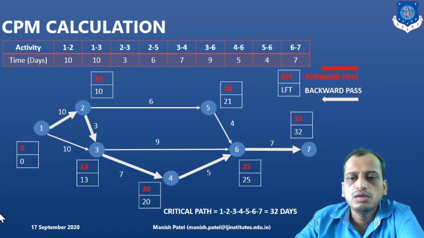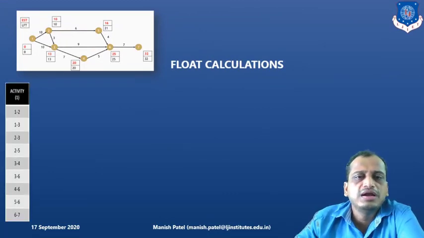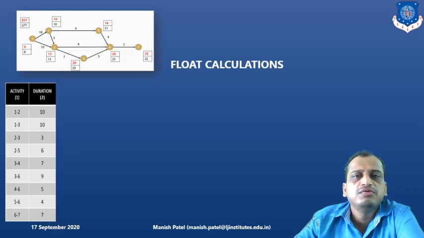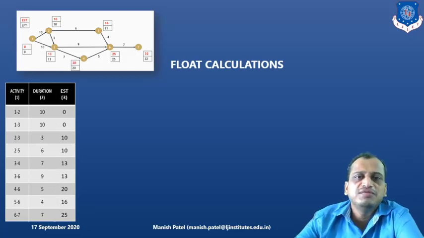Here, what is the next step? We will try to find out the float. First of all, we will write down the different activities, which are already given in the data. Next we will also write the duration, which is given data. Next, we already found out the EST of each and every event. If you see the tail event 1, the EST is 0. For 2, it is 10, so we will write down 10 here. For 3, the 13 is there, EST and LFT. So for EST we will look to 13, we have written 10 accordingly.